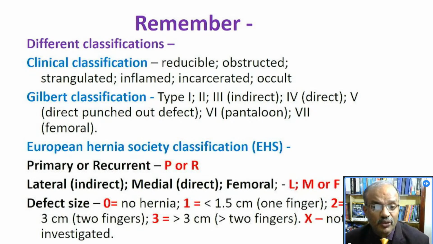Of course, currently the standard is the European Hernia Society classification. This also you have to remember. Primary or recurrent, P or R; lateral indirect, medial direct, femoral, L, M, F; and size: 0, no hernia; 1, less than 1.5 centimeter, one finger; 2, less than 3 centimeter, two fingers; 3, more than 3 centimeter, more than two fingers; X, not investigated or not assessed. So P or R, L, M, F, and size 0, 1, 2, 3, lateral, medial, femoral. It is the current EHS classification. These three classifications you should remember; there are so many other classifications which are not necessary for you to remember. The standard ones are the clinical, Gilbert, and European Hernia Society classification. Next slide.